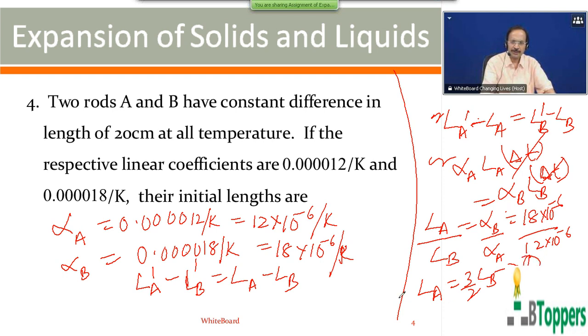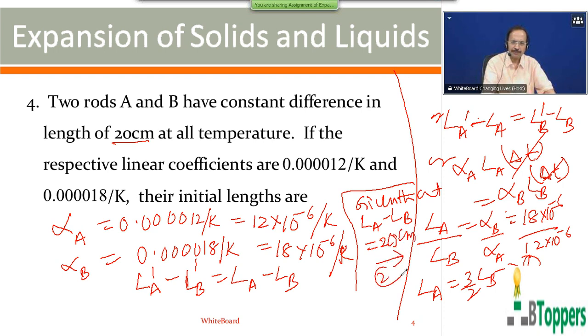It is given that the length of A is more than the length of B. It is given that the difference in the lengths of A and B remains constant at 20 centimeters at all temperatures. So the difference in the initial lengths of A and B can also be taken as equal to 20 centimeters. So those who want to copy the solution of the problem, take a pause and copy the solution.